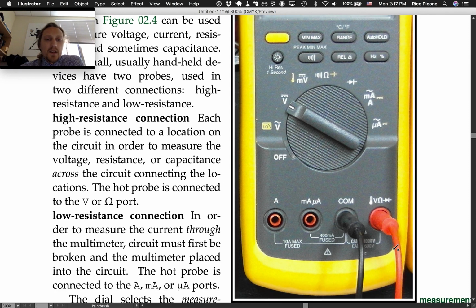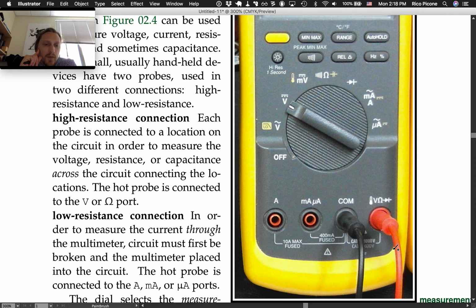Low resistance connection. In order to measure the current through the multimeter, the circuit must first be broken and the multimeter placed into the circuit. So now your circuit includes the multimeter, and you'd like to affect it as little as possible, as in the other case. So it provides very low resistance. It just passes the signal right through, but it measures some things along the way. Specifically, it's trying to measure the current.